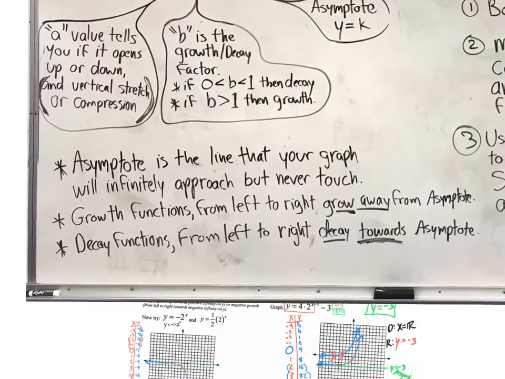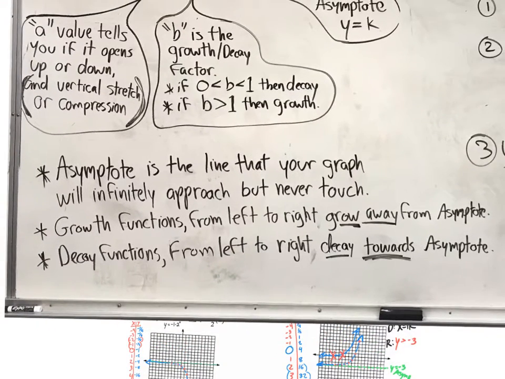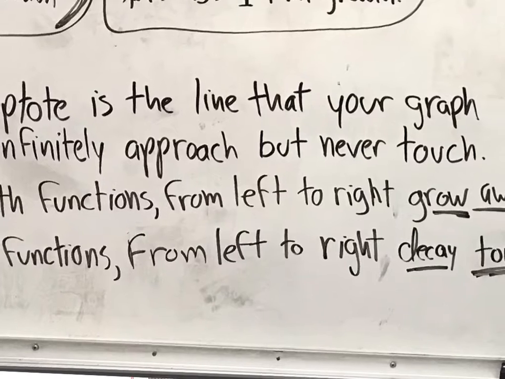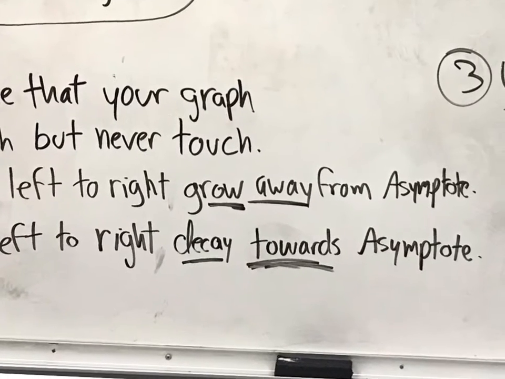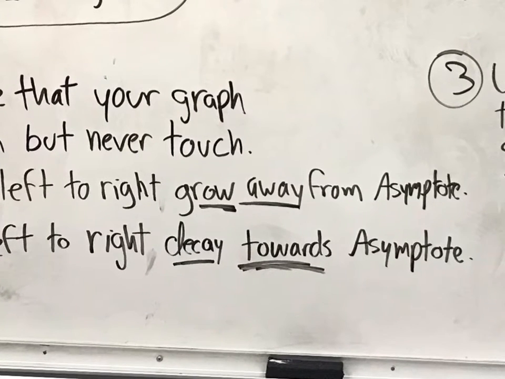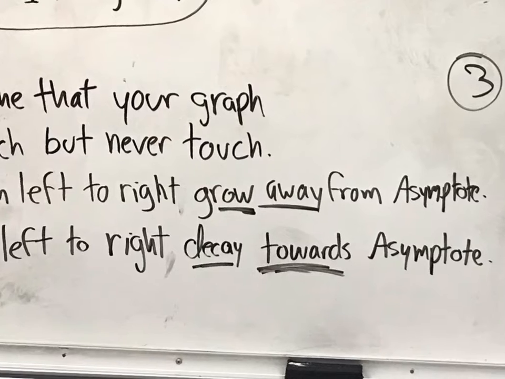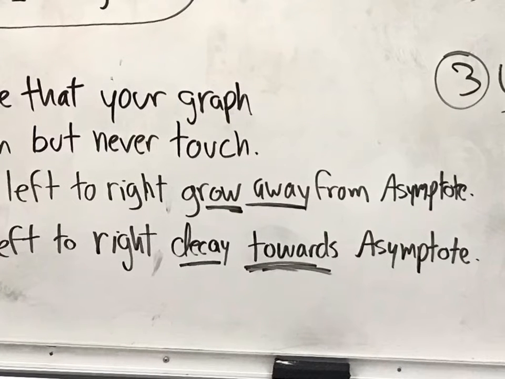Let's move on to these notes right here. We just said an asymptote is a line that your graph will infinitely approach but never touch. Now, there's a couple more facts down here. It says growth functions from left to right grow away from the asymptote. Listen to that, guys. Growth functions from left to right will grow away from the asymptote.